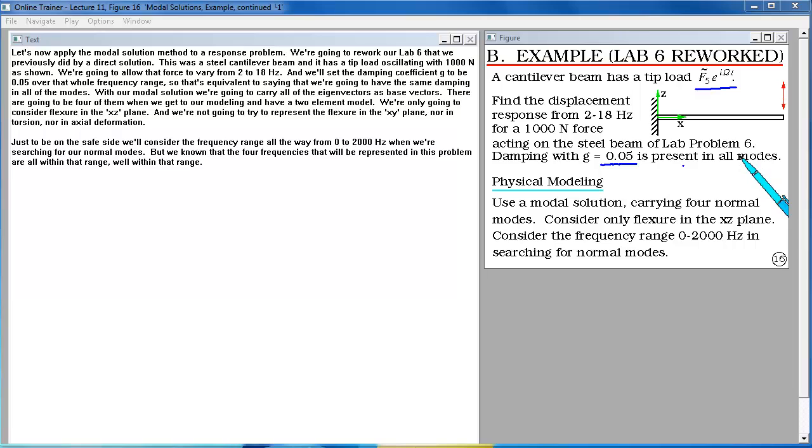With our modal solution, we're going to carry all of the eigenvectors as base vectors. There are going to be 4 of them when we get to our modeling and have a 2-element model. We're only going to consider flexure in the XZ plane, and we're not going to try to represent the flexure in the XY plane, nor in torsion, nor in axial deformation. Just to be on the safe side, we'll consider the frequency range all the way from 0 to 2,000 hertz when we're searching for our normal modes. But we know that the 4 frequencies that will be represented in this problem are all well within that range.